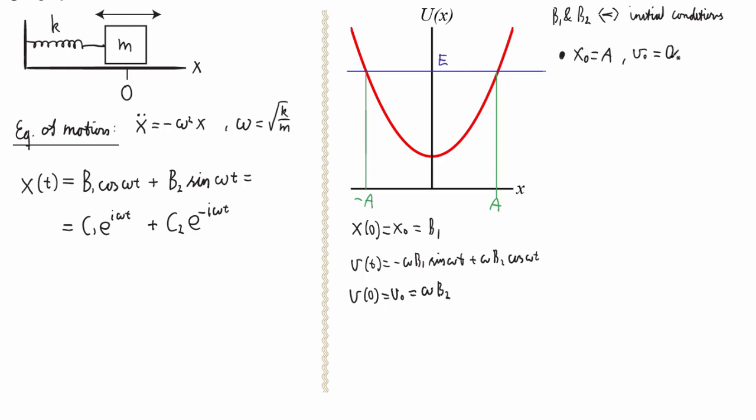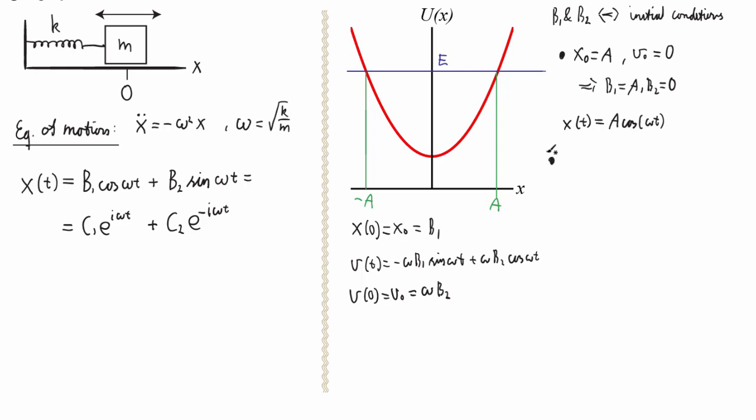So that means that under these conditions, we start out at A and v equals 0. Well, then b1 equals A and b2 equals 0, so that the solution is A times cosine omega t.